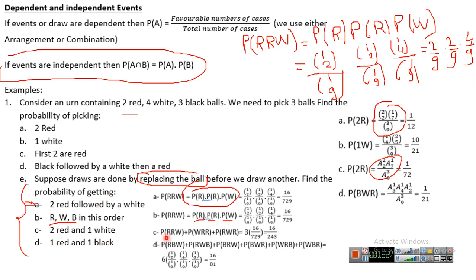So either you have red, red, then white, or white, then red, red, or red, white, red. Because if you say only red, red, white, it means I want red the first, then red the second, then the third one will be white. I want 2 red and white, so I need to put all possibilities.